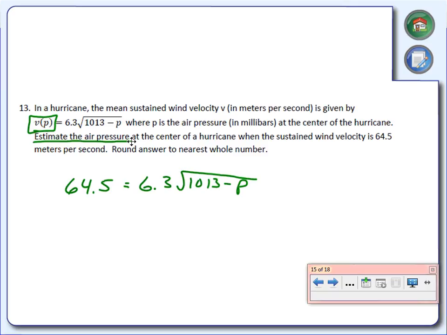There's the equation we're working. I want to know what's the P. What's the pressure in the middle of that hurricane? So this is like what we're doing on Friday. I want to solve for P. So here we go. Remember we said we can't have anything outside of the square root. So what I'm going to do is divide both sides by 6.3.